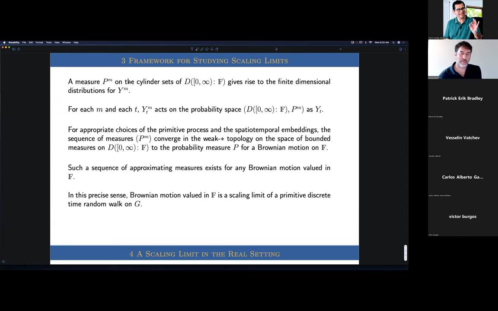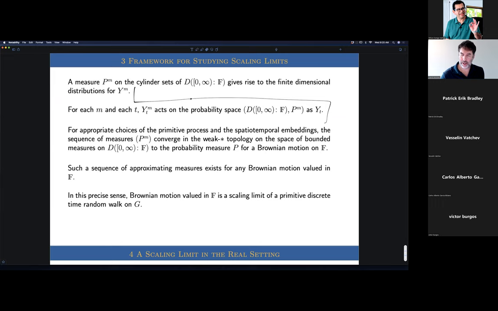And for each M, the Y M is a little confusing, I think, so let me make a little comment here. See, for each M and T, Y M T acts on the space as Y T. Y T is the initial diffusion process that we're trying to approximate via a sequence of spatio-temporal embeddings of a primitive discrete time process. But this Y T takes an omega in D zero infinity F, which is just a path in the Skorokhod space of F valued paths on zero infinity, to omega of T. So it's just evaluation at time T.